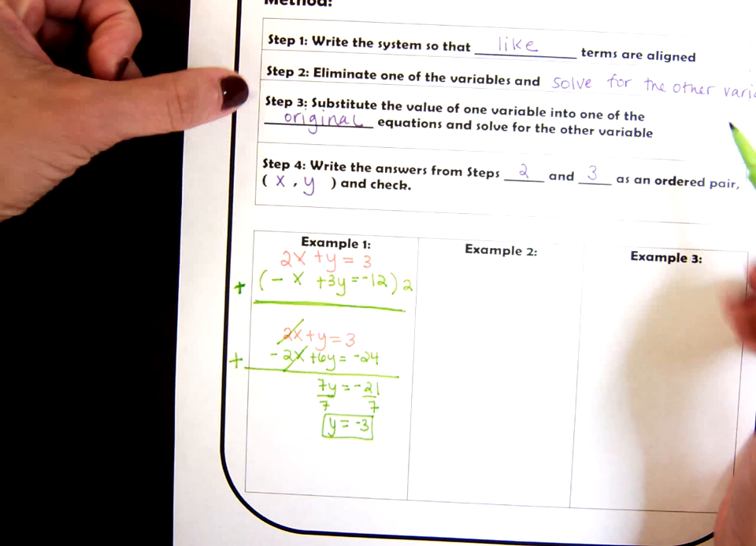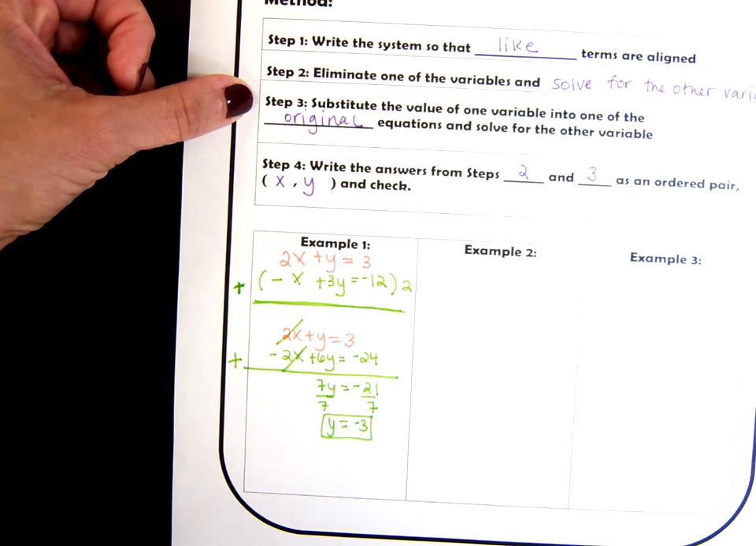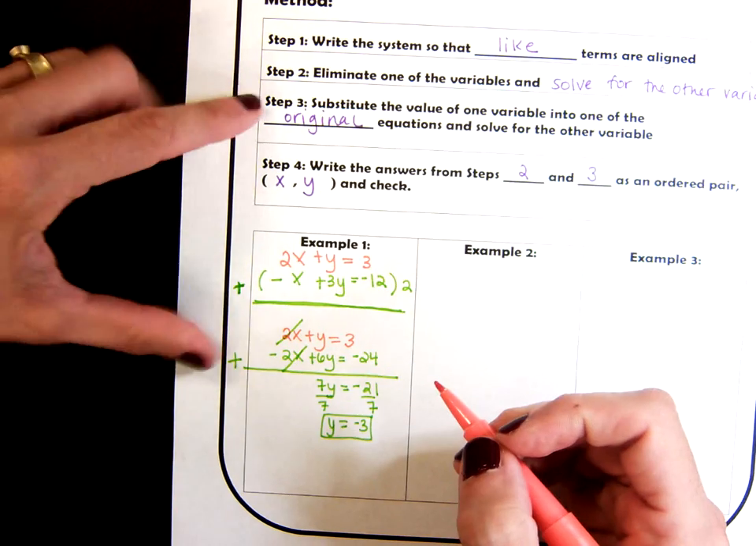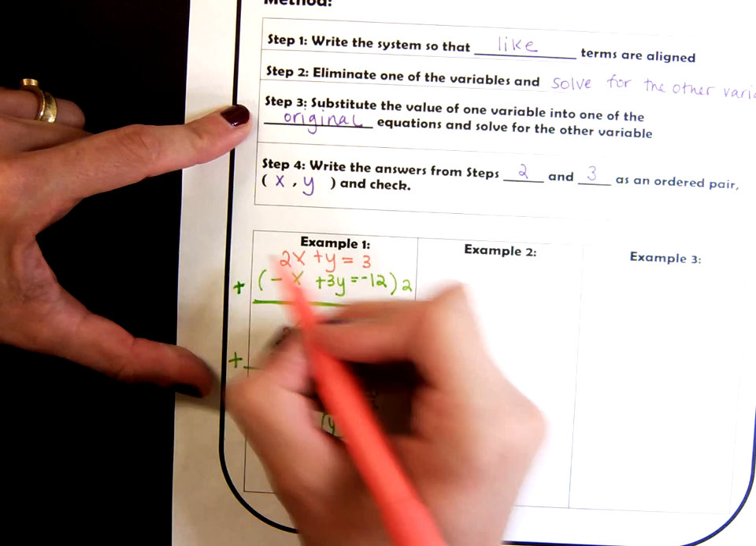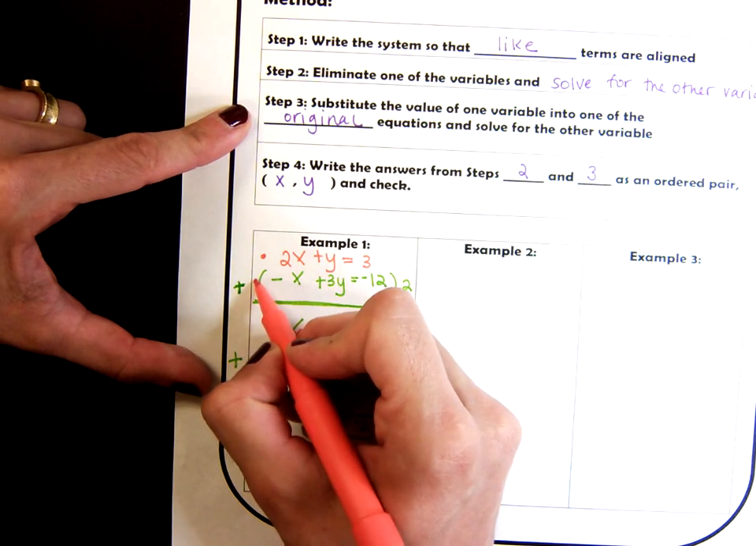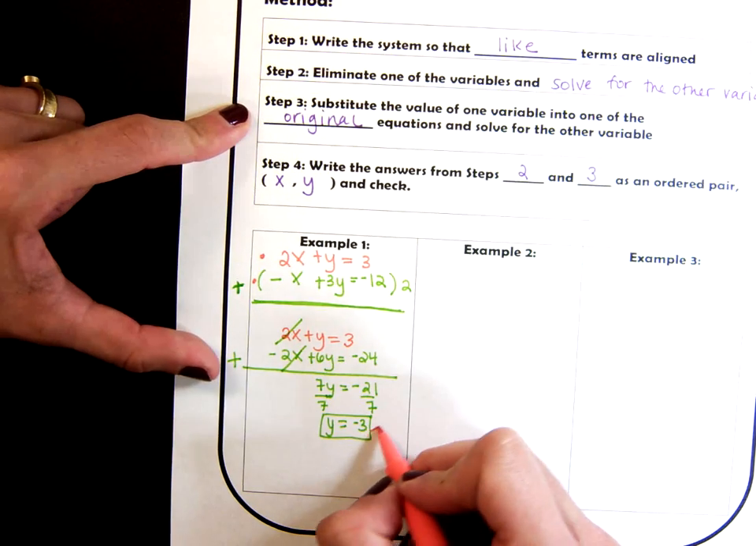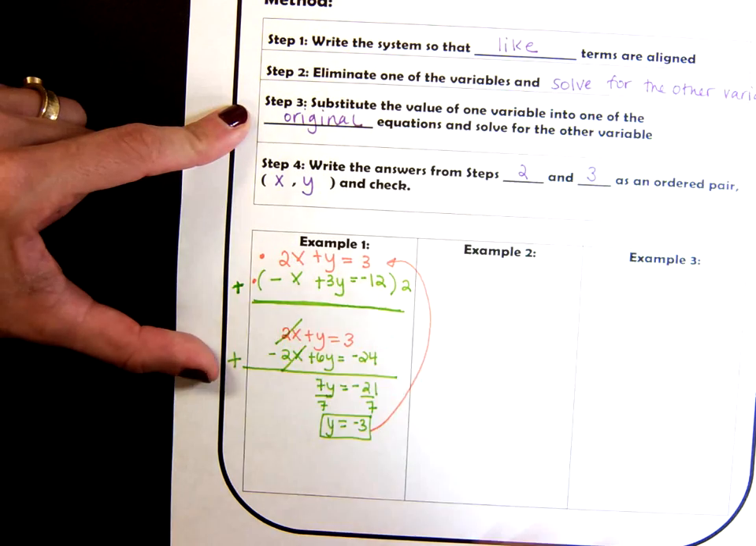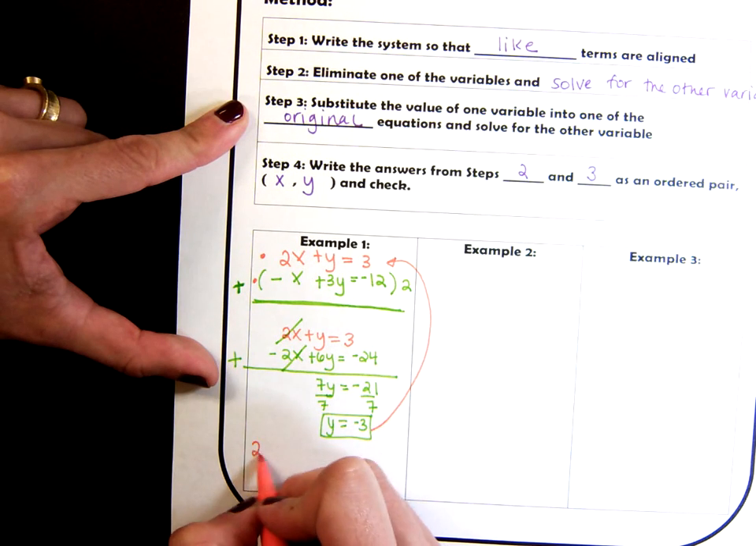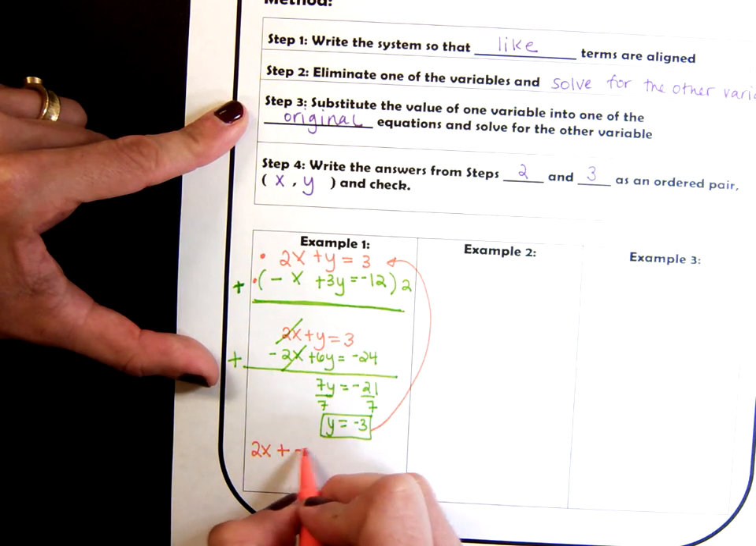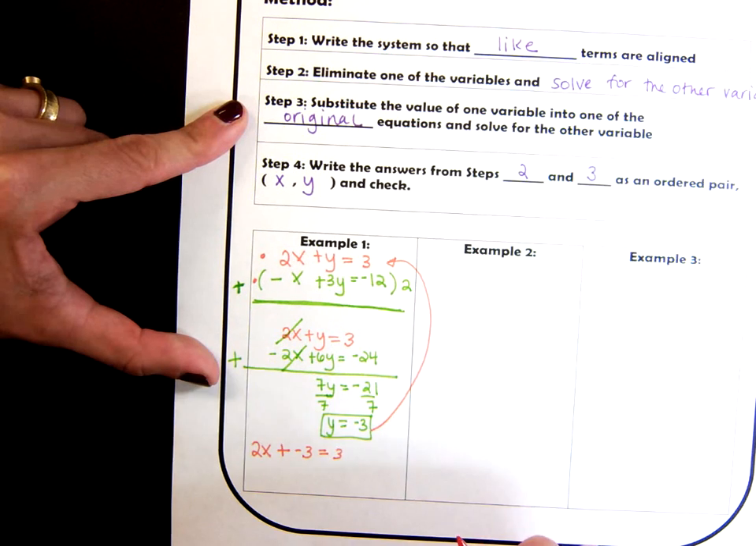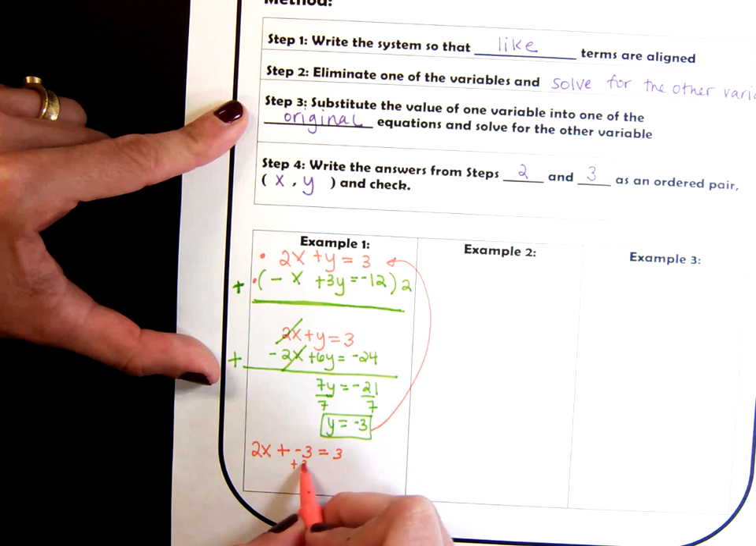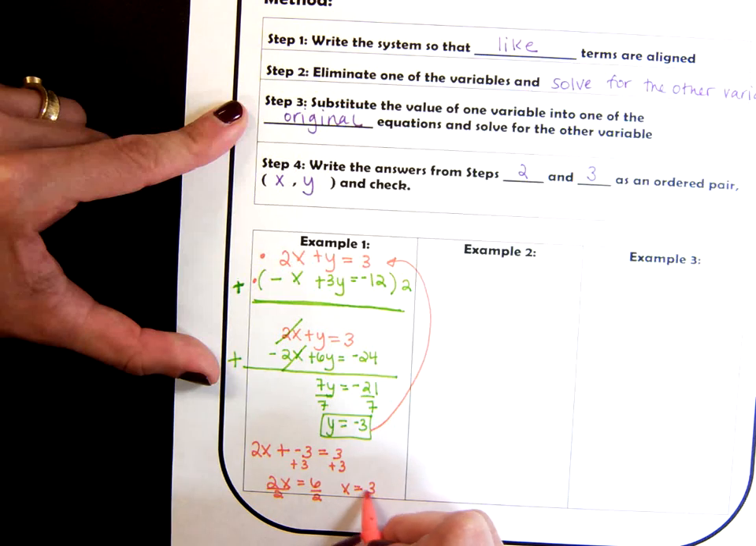Now step 3. Substitute the value of one variable into one of the original equations, meaning this equation or this equation. So let's take this and put it right in there for the y. So I get 2x plus negative 3 is equal to 3. Let's solve for x. We're going to add 3 to both sides. So 2x is equal to 6. Divide by 2, and we get x is equal to 3.